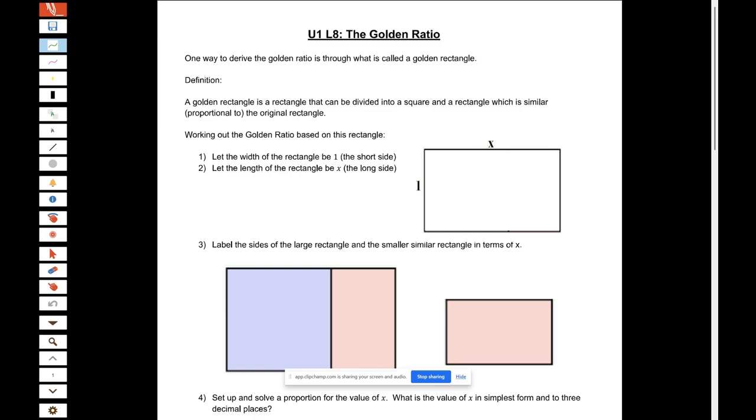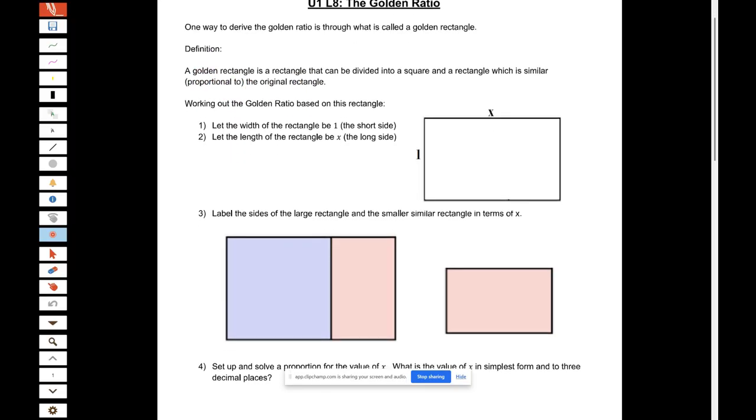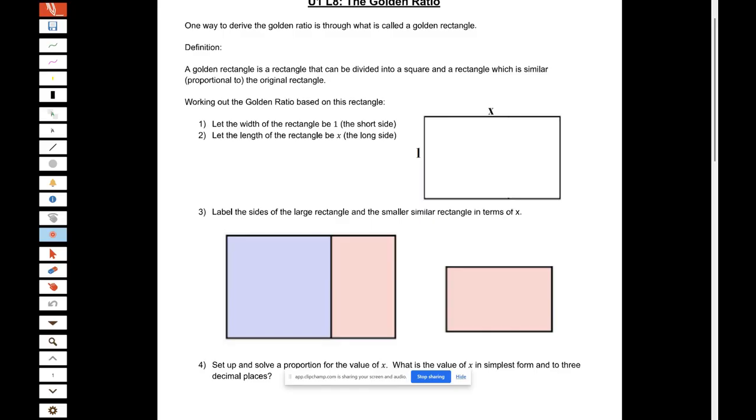One way to derive the golden ratio is through what is called a golden rectangle. A golden rectangle is a rectangle that can be divided into a square and a rectangle which is similar to or proportional to the original rectangle. We did talk about the golden ratio in geometry as well.